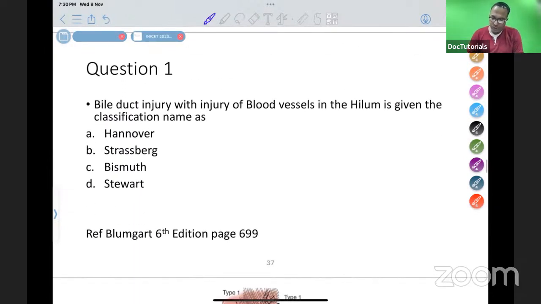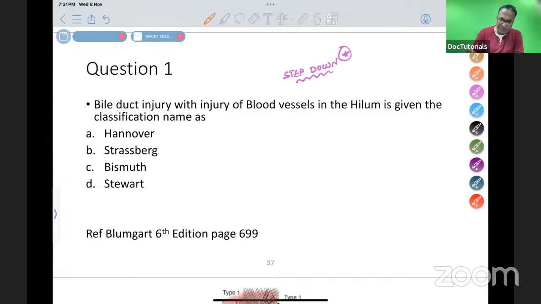Bile duct injury with the blood vessels in the hilum is given the name of the classification as dash. Tell me what is the name of the classification of blood vessels in the hilum. See, this is a classical question. You should not forget. This is a totally new question. This is again a step down question. Step down, I have already told you, means don't try to attempt this question.